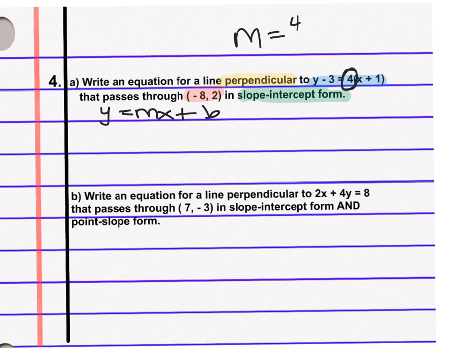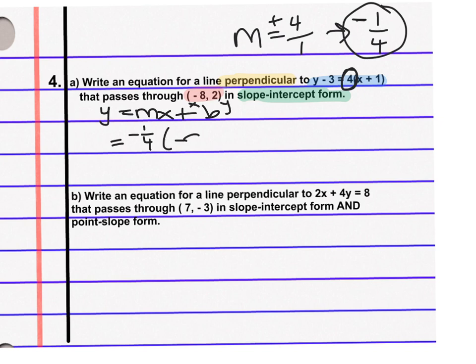So I need to make 4 into a fraction, so I'm going to put a 1 underneath it. Then I'm going to find the opposite reciprocal. So I flip my fraction. If the 4 was positive, my new slope is going to be negative. So my slope, my m, is negative 1/4. So right here under m, I'm going to put negative 1/4. Then my x is going to be negative 8. My y is going to be 2.